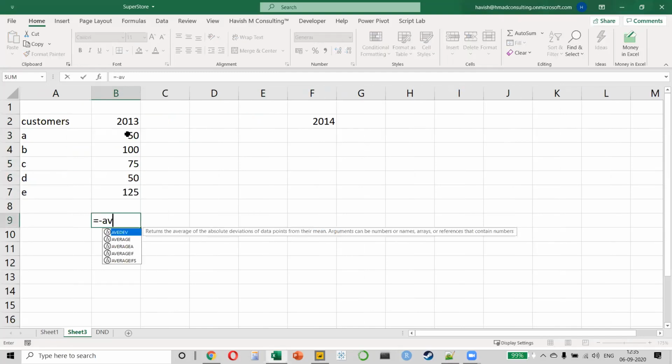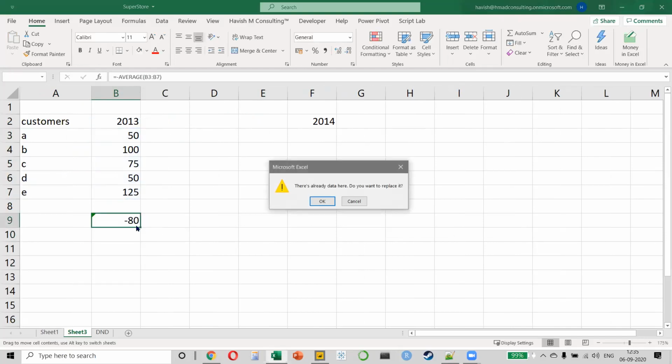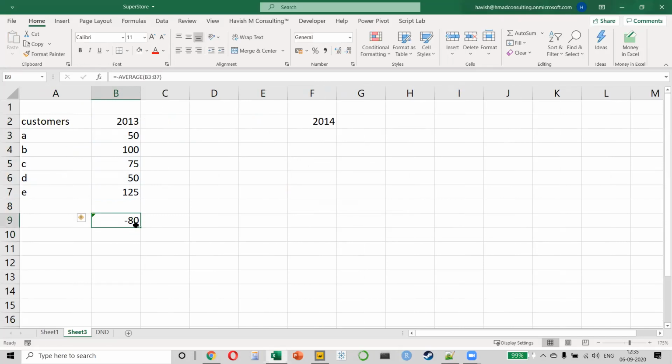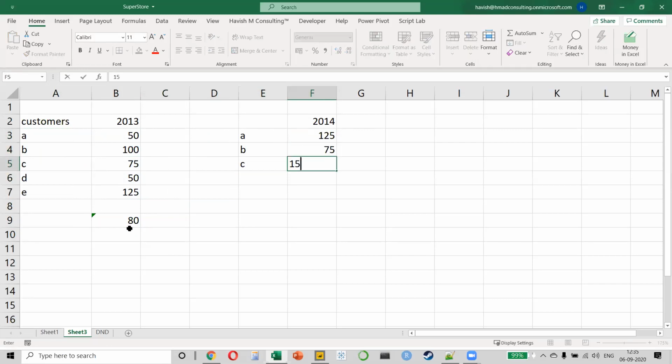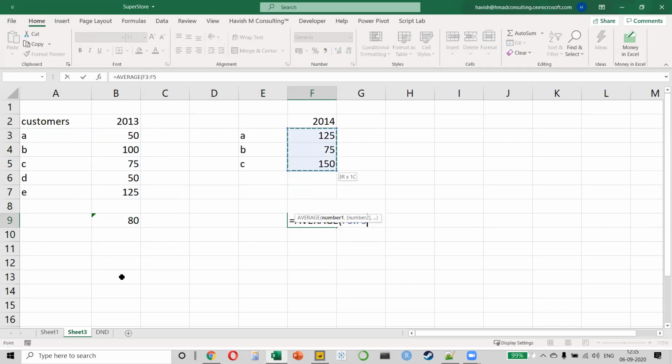So if I look at the average, what did I do? Just a second. I think I must have put a negative sign somewhere. My average is 80. But watch this. In 2014, maybe 2 customers left the company. So we only have A, B, and C. They purchased 125, 75, and 150. Now the average is going to come out to 160.